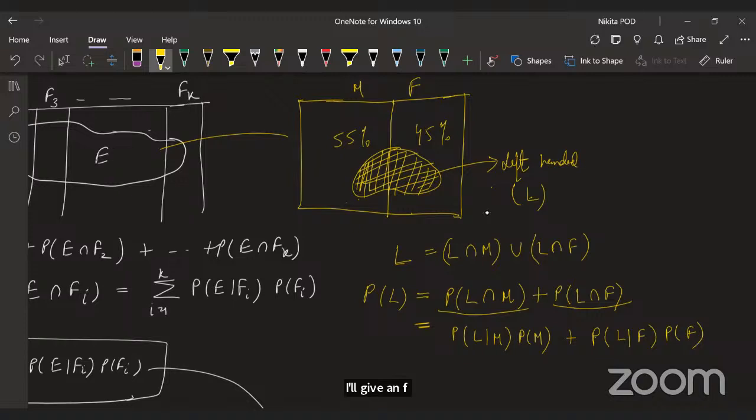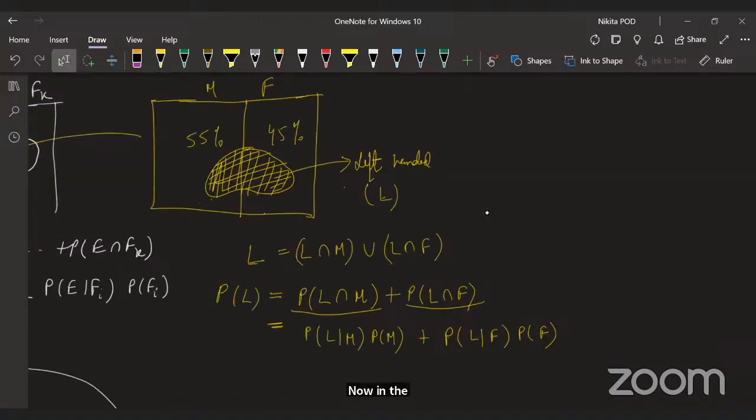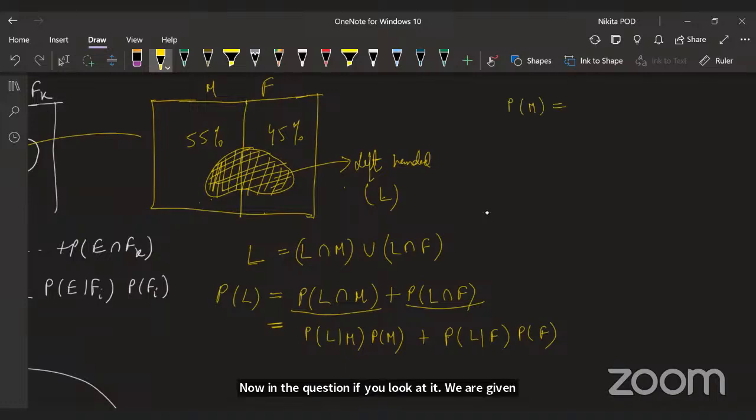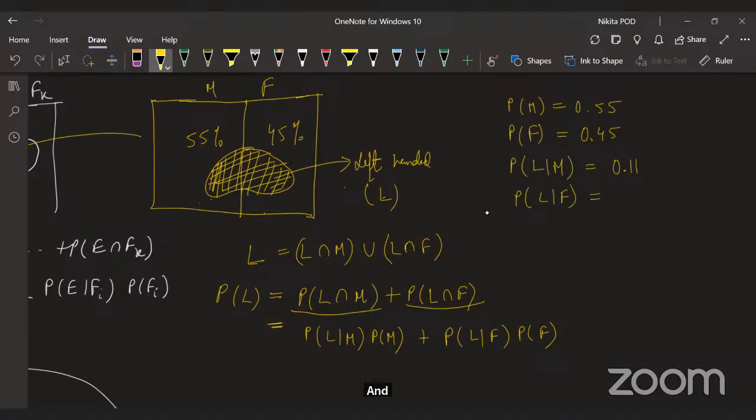Now, in the question, we are given probability of M to be 0.55, probability of F to be 0.45, probability of L given M to be 0.11, and probability of L given F to be 0.09, right? This is what is given. Now you just substitute it here.